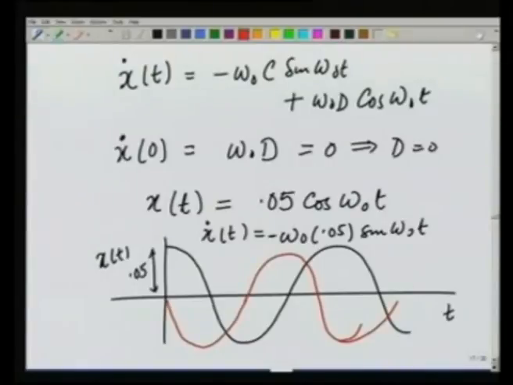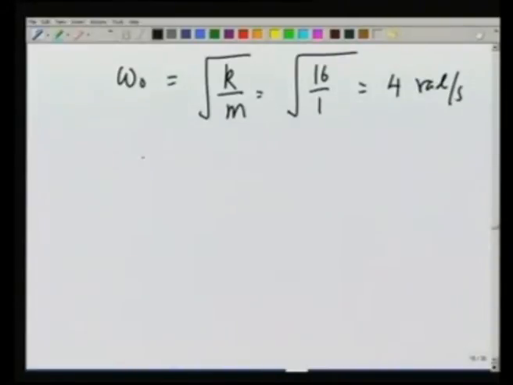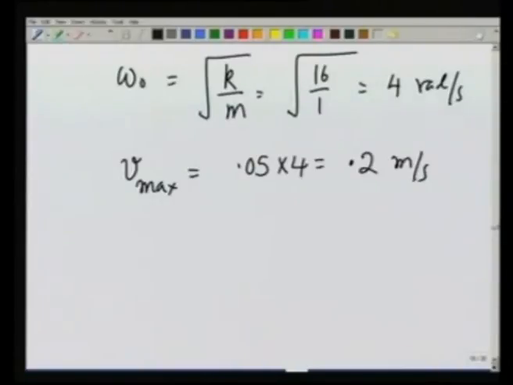Initially the particle is moving towards the left, it has negative velocity, the velocity reaches maximum and then it slows down and then goes to the other side. Here omega 0 is equal to square root of k over m, which is 16 over m, equals 4 radians per second, so that the maximum speed, which is 0.05 times 4, is 0.2 meters per second.